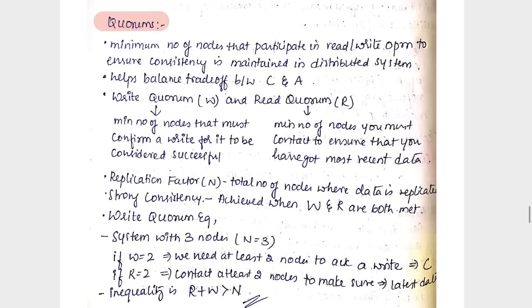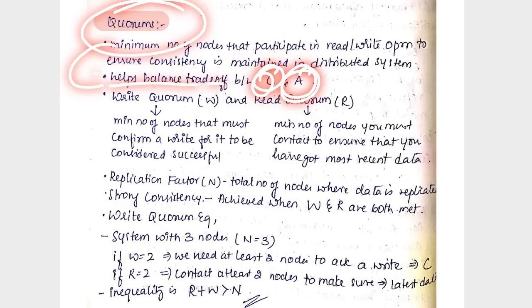Next we have quorum. Quorum is again a very important, very simple topic. It could be asked for 5 marks. Quorum refers to the minimum number of nodes which must participate in a read or write operation to ensure that consistency is maintained in a distributed system. Quorum helps to balance the trade-offs between consistency and availability.